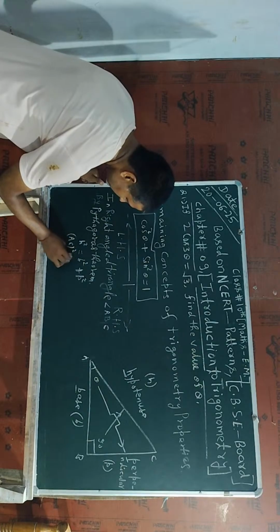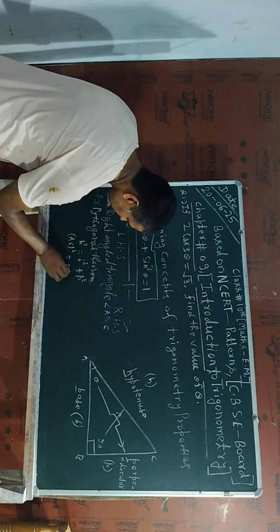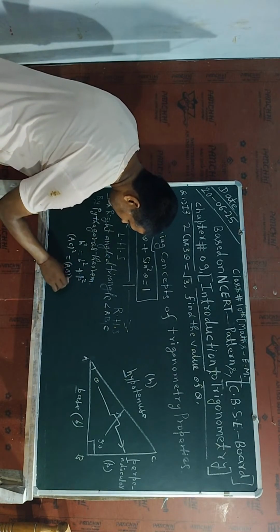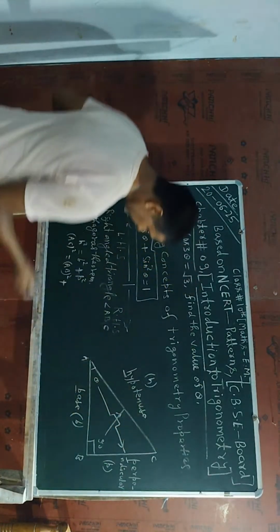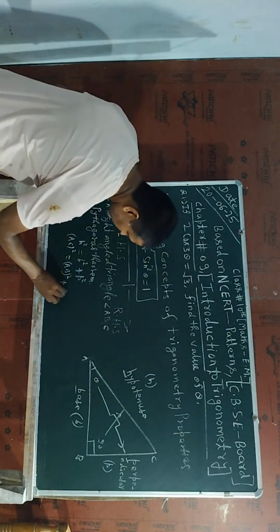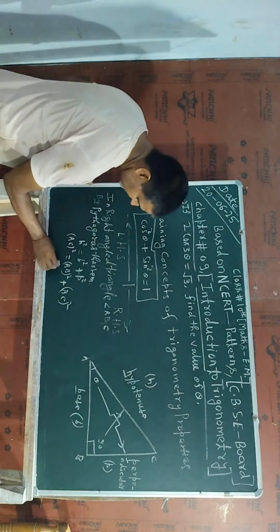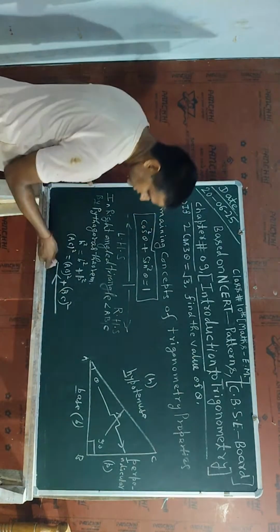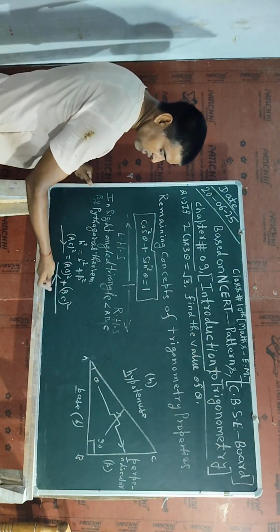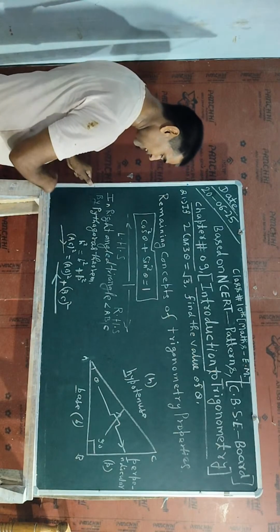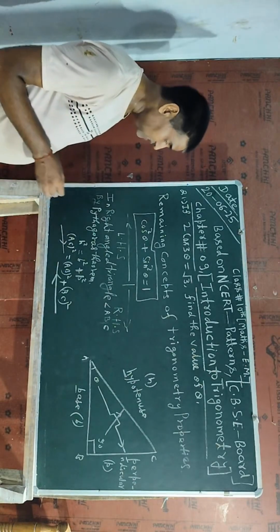AC whole square. In the place of b square, I will write AB, AB whole square. And then I put in the place of p square, means BC square. Okay. One information I am going to tell you. This is the right hand side data and this is left hand side data. So I will put all right hand side data in left hand side and all left hand side data in right hand side. So there will be no change in my question.